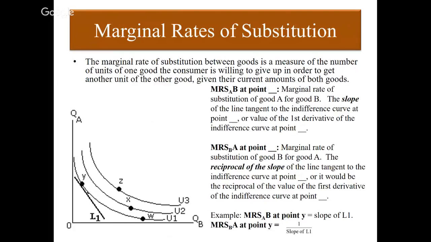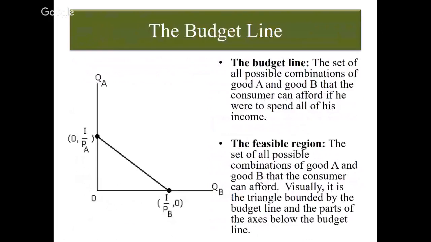MRS of A for B is the slope of the tangent line at that point. MRS of B for A is the reciprocal of the slope of the tangent line at that point. Now, the thing about the indifference curves is they model what the consumer prefers, what they would like to have, but we have to deal with the money, how much they have to spend, and that's where the budget line comes in.